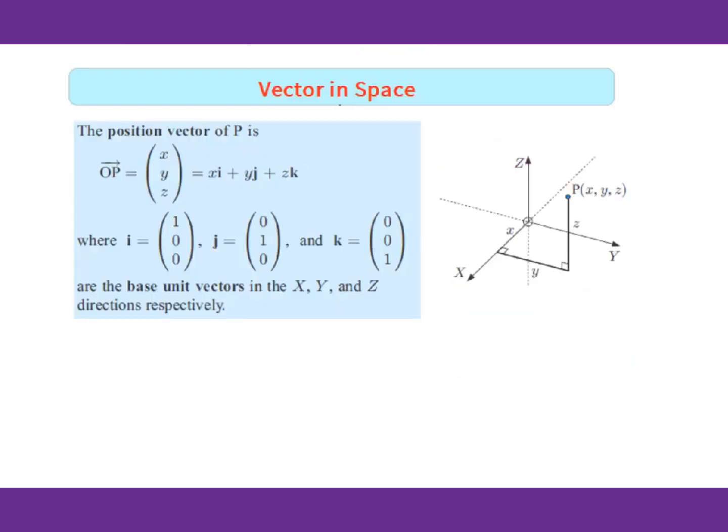Now let's talk about vector in space. The position vector of P in space can be written as this. So here, this is a positive X, positive Y, then it's a positive Z. And also we define this i, j, and k as the base unit vectors in space.